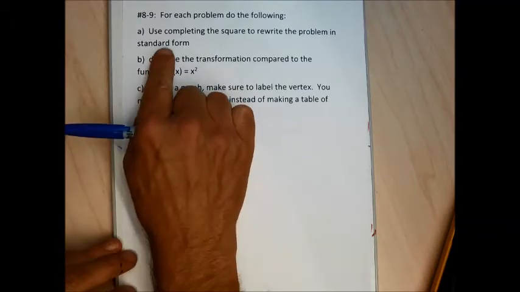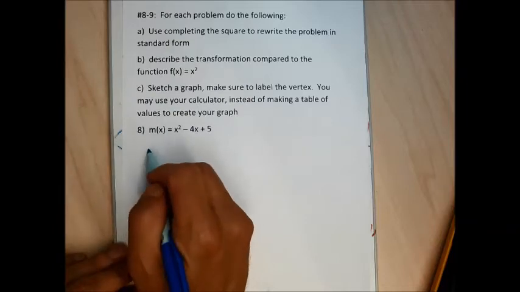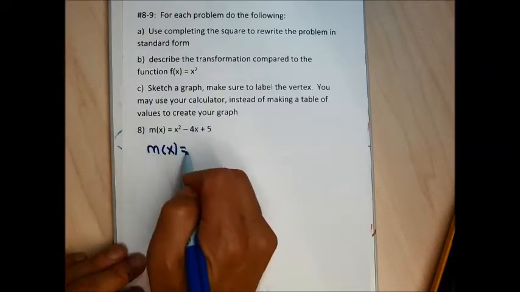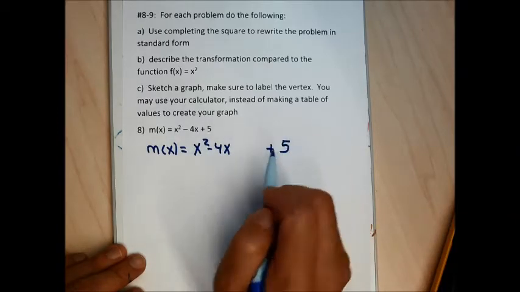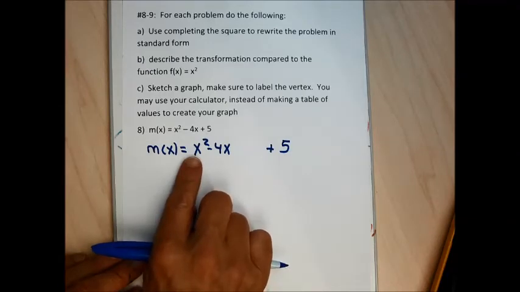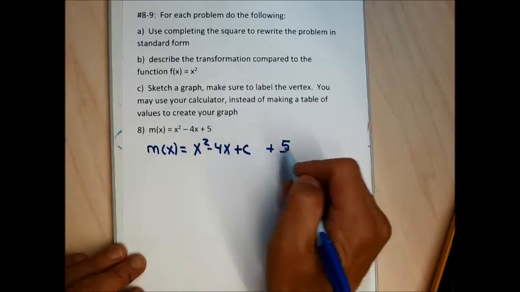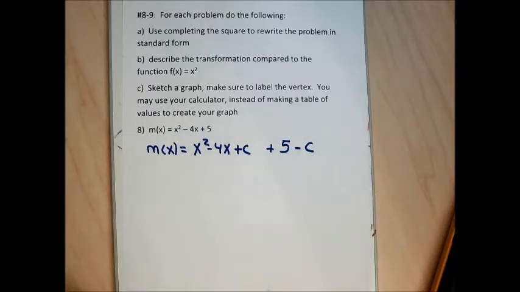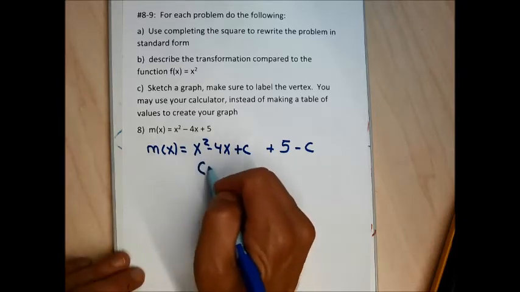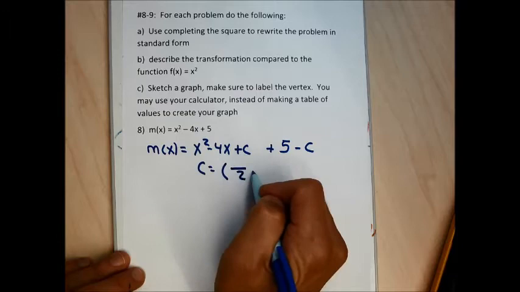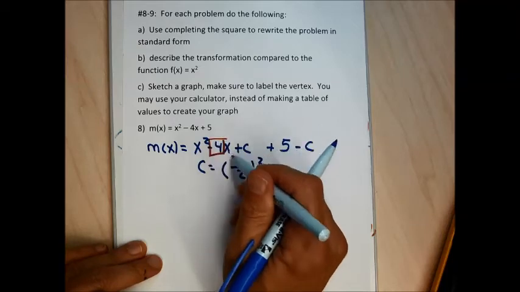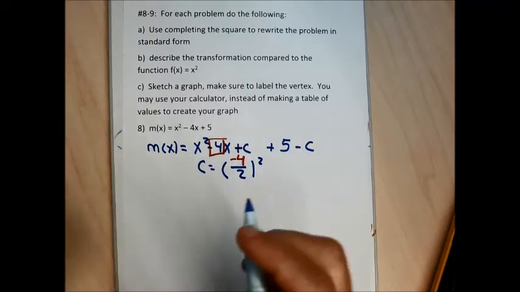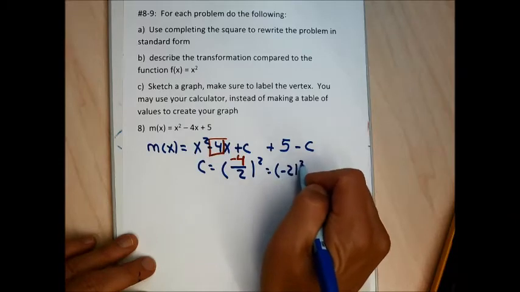So part A of number 8 wants me to use completing the square to rewrite the problem. To use completing the square to rewrite a problem, we separate the letters from the constant. If there's a number in front of the x squared, we factor it out. If there's not, we add and subtract c. So completing the square involves adding and subtracting c to the letters and the numbers. C is always given by the template, some number divided by 2 squared, and that some number is the number in front of the first power of x term. So the c is going to be negative 4 over 2 squared, which is negative 2 squared, which is positive 4.